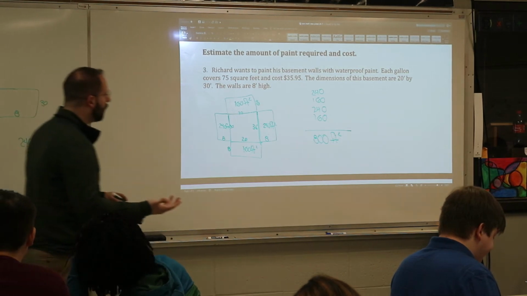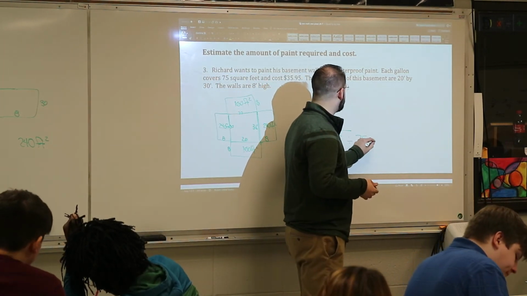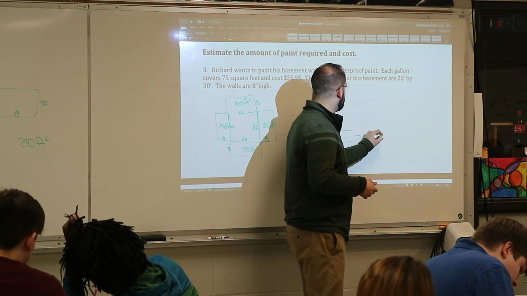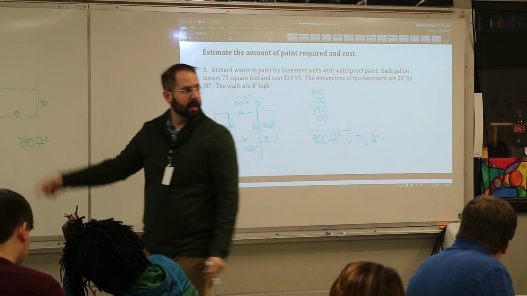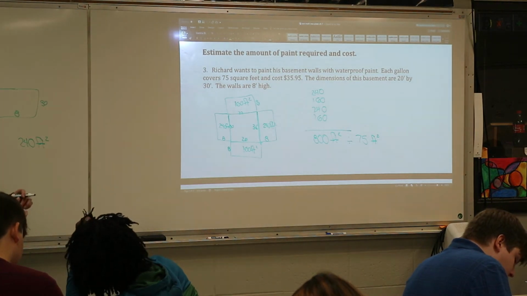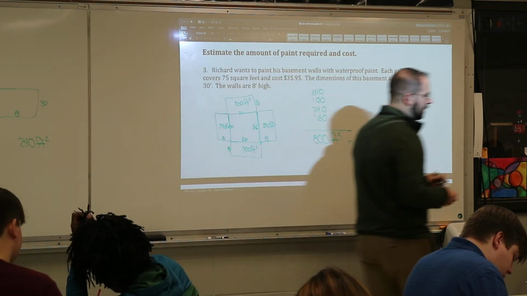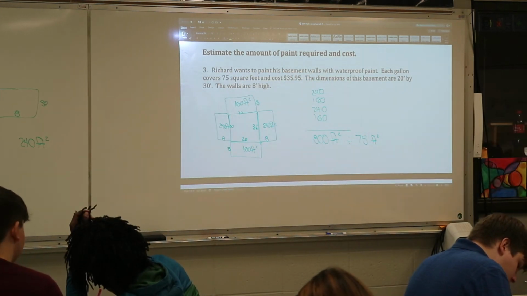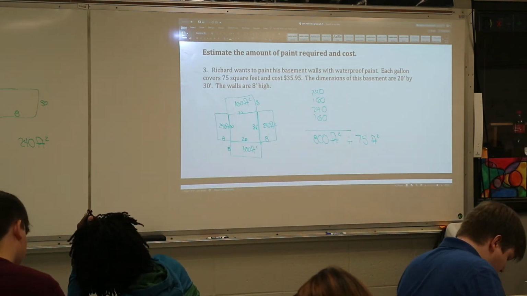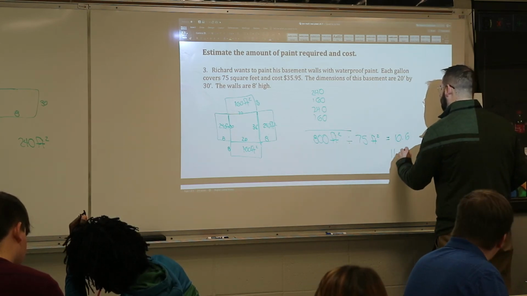We have to divide by what the paint covers. The paint covers 75 square feet. This will tell me how many gallons I need to buy. Each gallon will cover 75. So we divide, and it'll tell me maybe I need 9 of them. 11. Okay, 11 point something? No, it's 10.67. Okay, 10.6 or something, so I'm going to need to buy 11 gallons of paint.